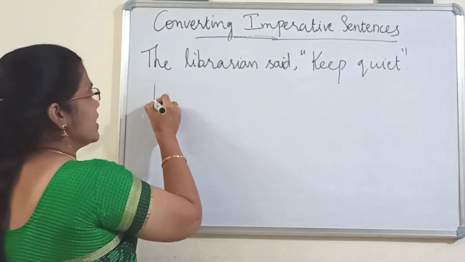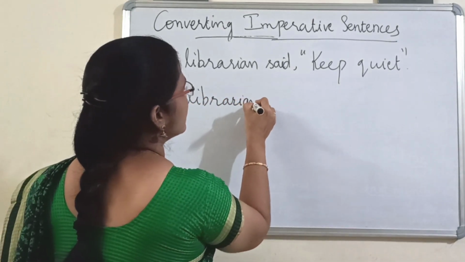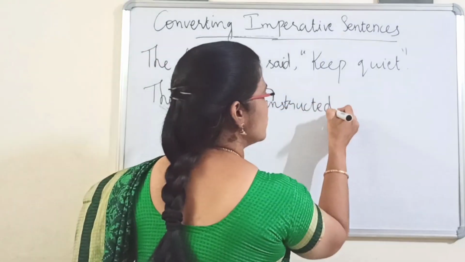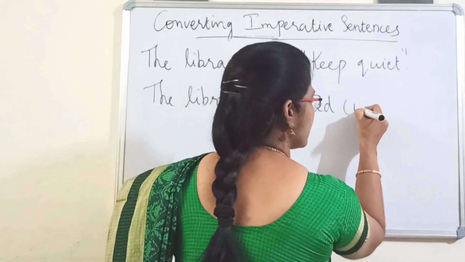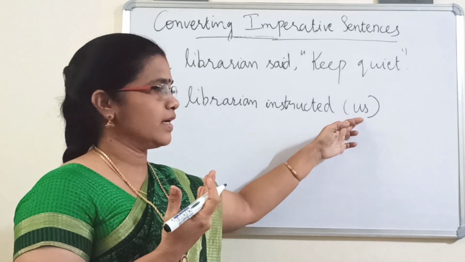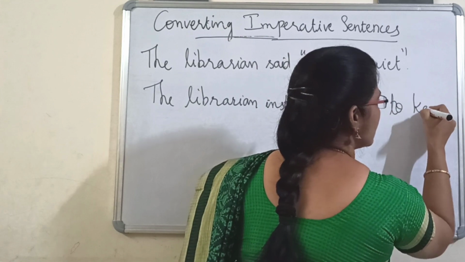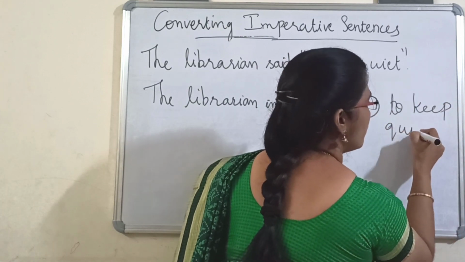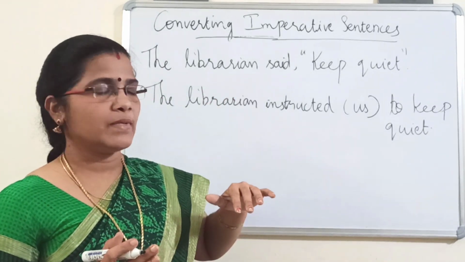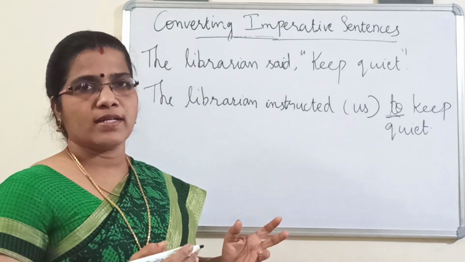Okay. So you can say the librarian instructed. Instructed whom? It's not given here, you can assume it. Okay. Instructed us. For example, instructed us. If you are writing assuming, just put it in bracket. Instructed us to keep quiet. Okay. So here we are not making use of that to combine, unlike the statements. What do we make use of? We use to infinitive form, to keep quiet.